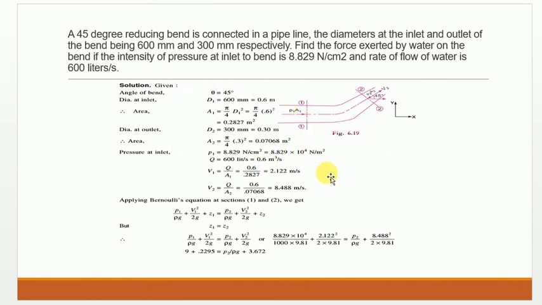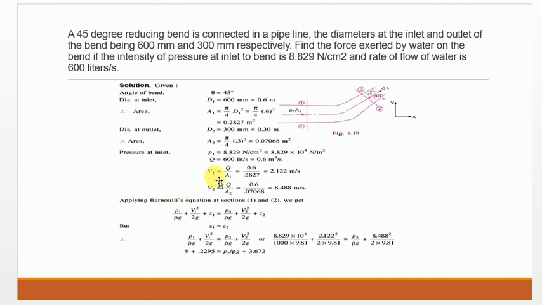That's why I've been saying that convert every term into a standard unit: in terms of meters, forces in terms of Newton, and time in terms of seconds. Even if it's given in hours or minutes, we have to convert into seconds. So the pressure at inlet is given. Discharge is given in liters per second. We know that 1 meter cube equals 1000 liters, so converting, 600 by 1000 equals 0.6 meter cube per second.